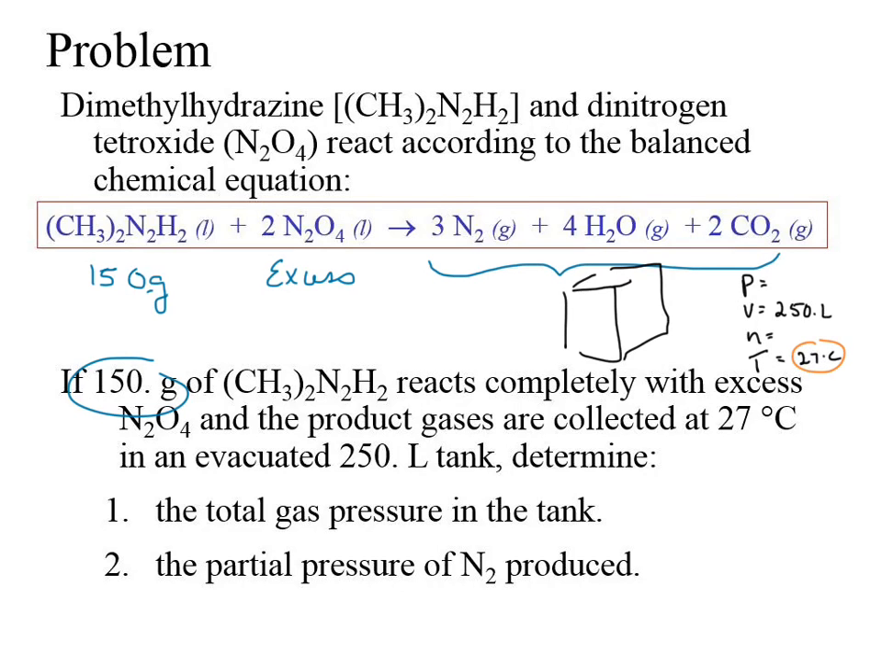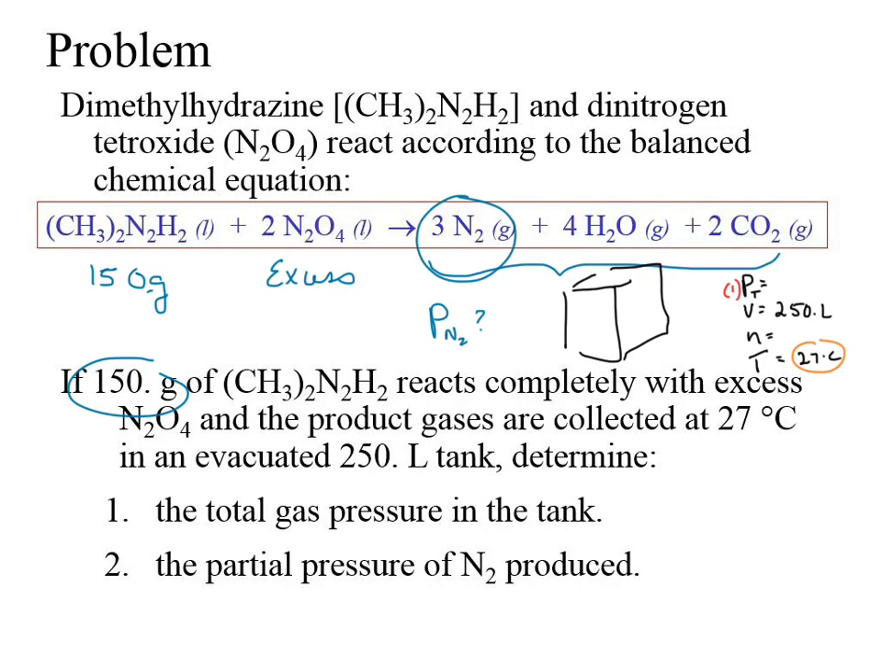Notice they don't give us n and they don't give us P. But we must be able to find those. And again, we don't have to do these in order, but question number 1 says, what is the total gas pressure in the tank? So if I go ahead and put a little subscript T up here next to my P, that actually is the first question. The second question is, and we'll just go ahead and find our nitrogen. Here's our nitrogen. The second question is, what is the partial pressure of nitrogen?